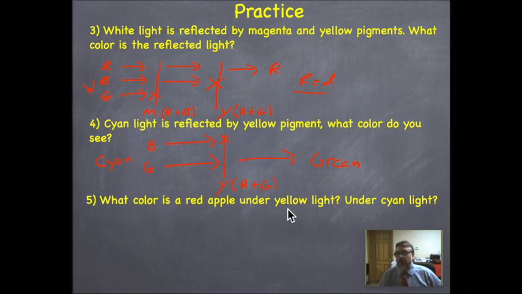What color is a red apple under yellow light and under cyan light? Well, we might at first say, well, a red apple is going to look red. But remember what seeing actually is. To see a red apple, red light needs to bounce off the apple into our eyes so we can perceive the red light. So if there is no red light available, the apple will not appear red. So yellow light is made up of red and green light to our eyes.